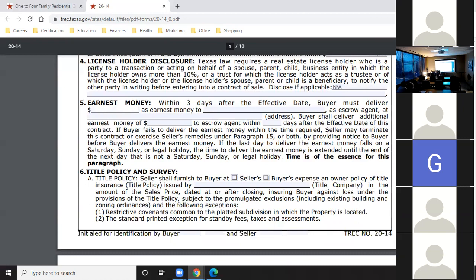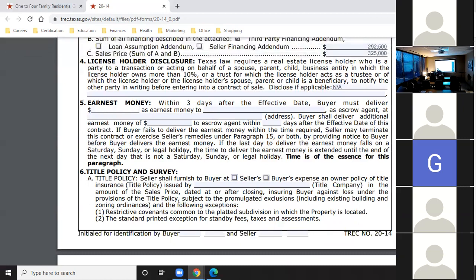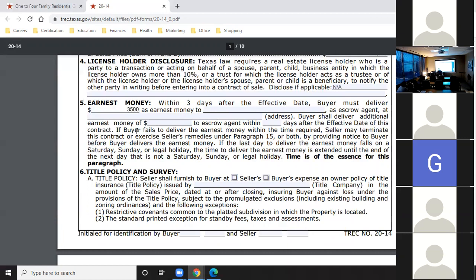All right. Earnest money. So they said that earnest money. Gary, you got anything for me for earnest money? Is it 3,500? 3,500. All right. Everybody agree? I heard Miss Leela say 3,500 to the seller.